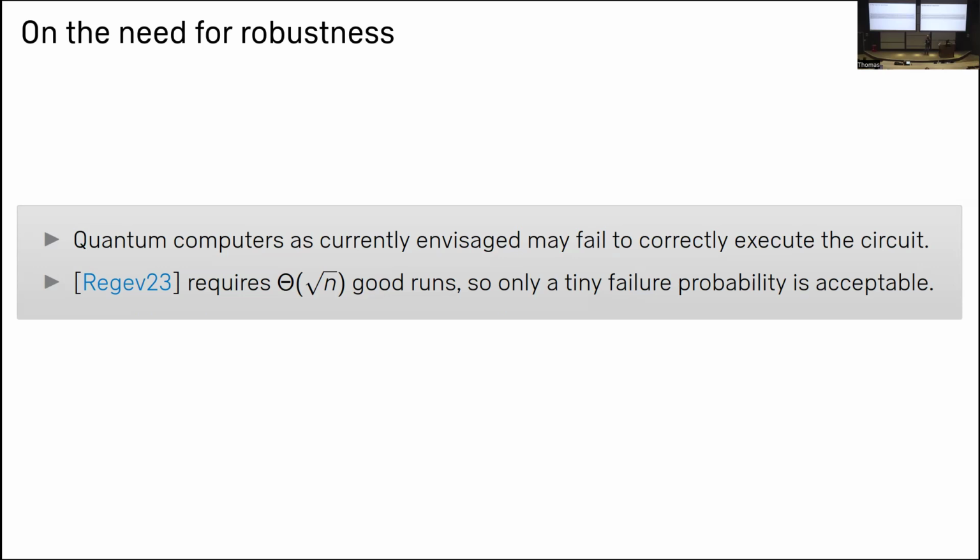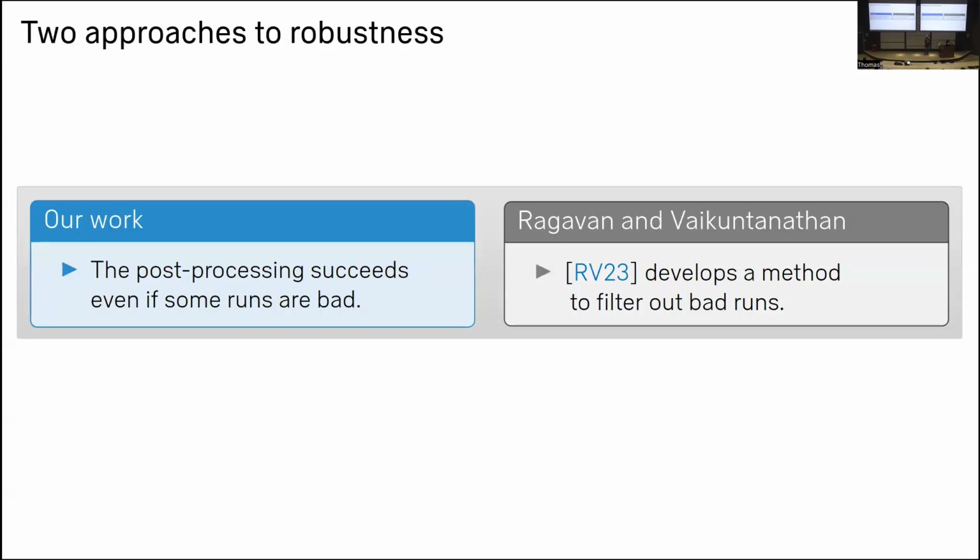Meanwhile, for Regev's algorithm, we must run the quantum circuit essentially square root of n times. And if we require all of these runs to be successful, then we can only tolerate a very small failure probability. And requiring such a tiny failure probability from the quantum computer may be a quite restrictive requirement when you actually design these in practice. And it would therefore be preferable if we had somewhat more robust post-processing. And there's actually been two separate works addressing this issue.